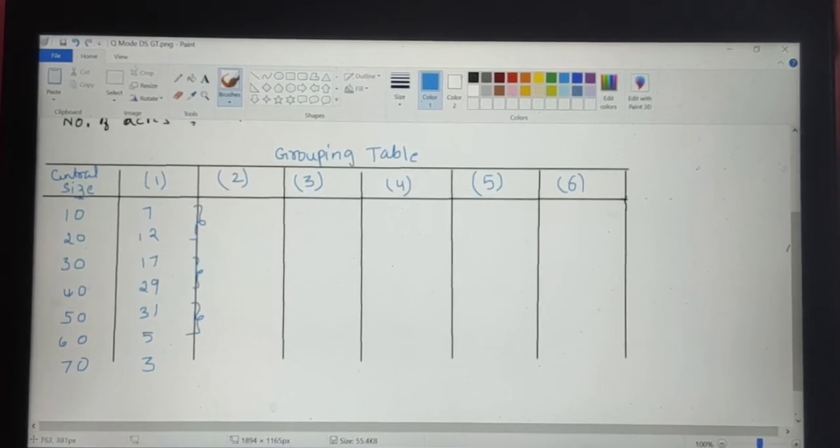So now, 7 plus 12, which is 19, then 17 plus 29, which is 46. 31 plus 5, which is 36.